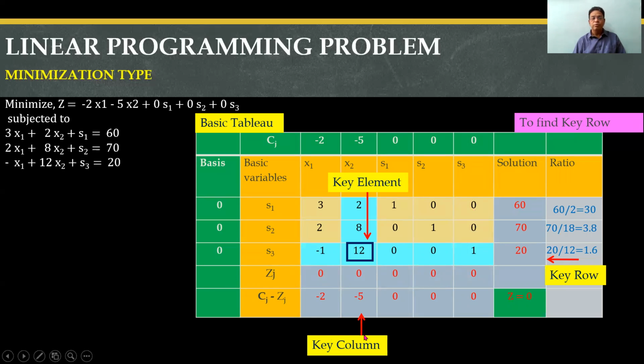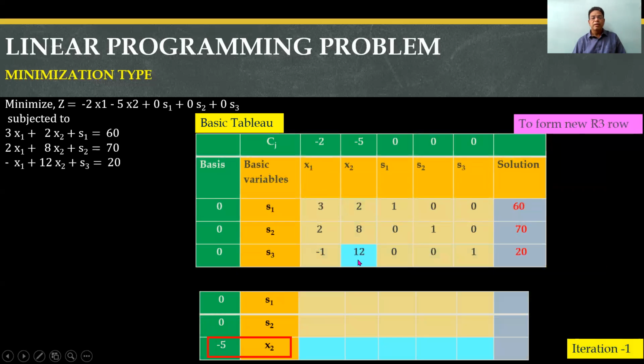So we have identified now the key row, the key column, the key element, and our next step is to change this to 1. We will make a table here, and in that table we'll change the value of first row R1, second row R2 and third row R3. So that here we'll get 1, instead of 8 we get 0, instead of 2 we get 0. And instead of S3 and its coefficient as 0, we'll write X2, and what is the coefficient of X2 in the objective function? -5. So this will be -5.